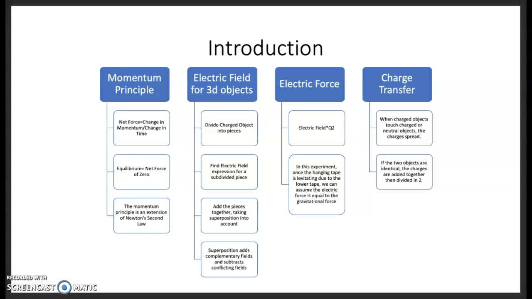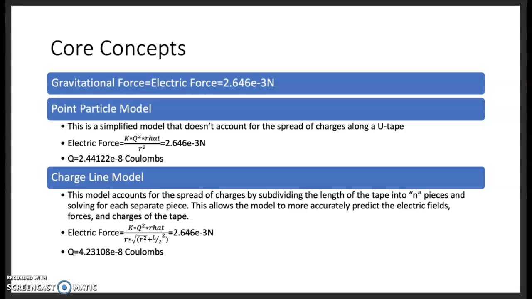The core concept behind this experiment is the difference between a point particle model and a line charge model. Here we see the electric force equation for a point particle equal to a gravitational force of 2.6 e to the negative 3 newtons. Here is the calculated charge from the last lab.